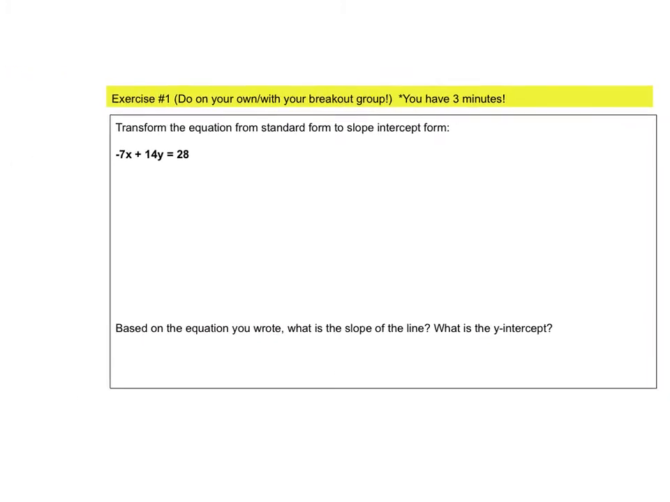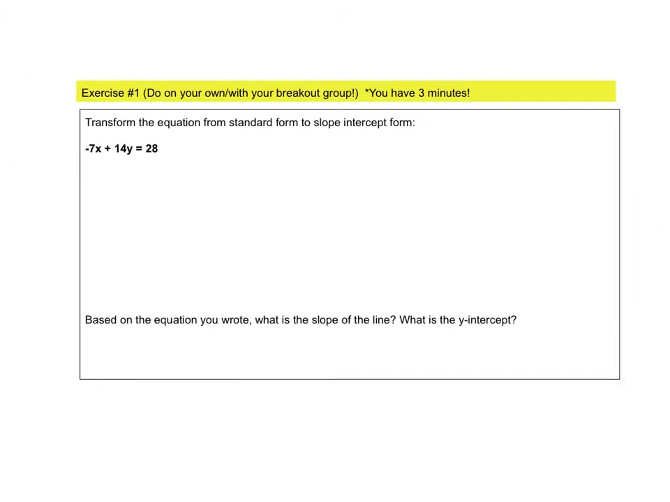All right, I want you to practice on your own. You are going to transform this equation from standard form to slope-intercept form. So you want it to follow y equals mx plus b. So please try to get y by itself. And then based on that equation, I want you to tell me what's the slope, what's the y-intercept of this line. Okay, take a couple minutes to do this and then we will go over it together.